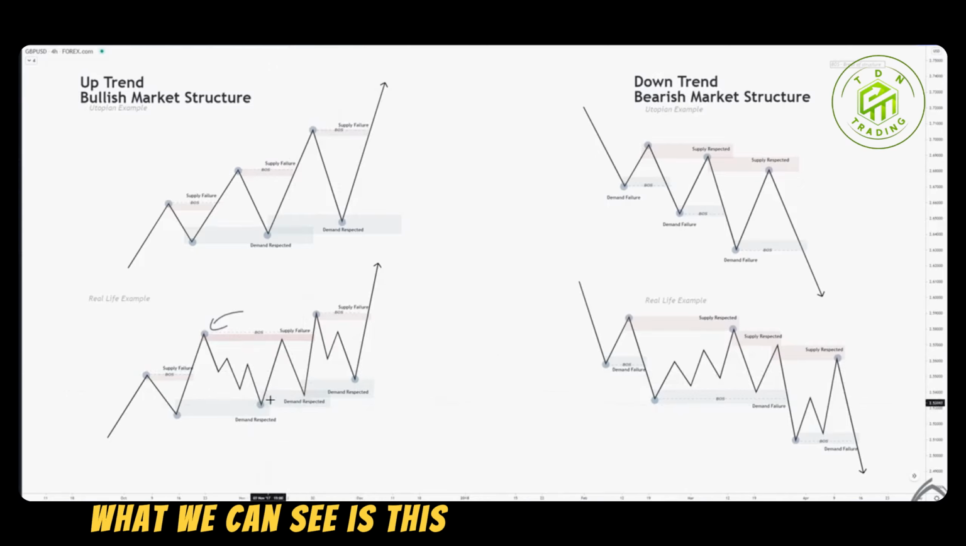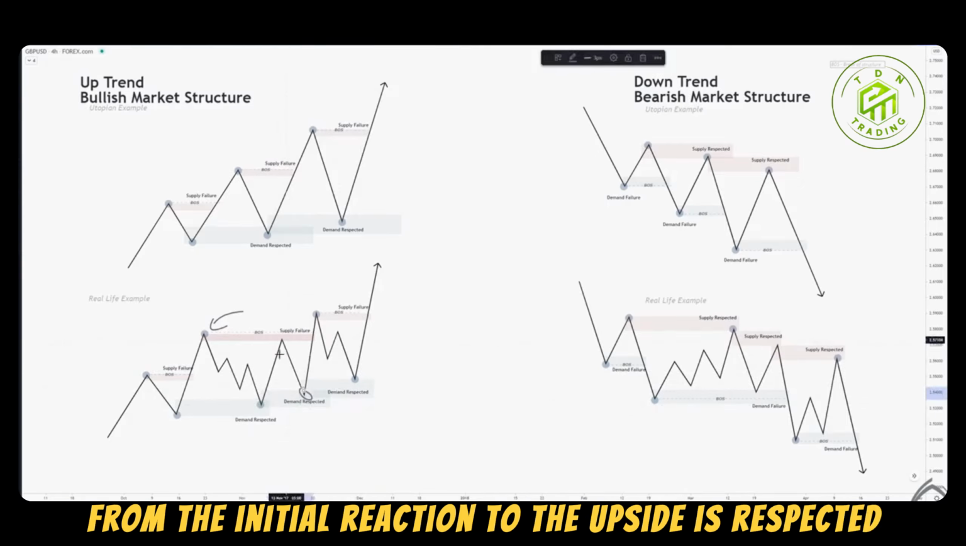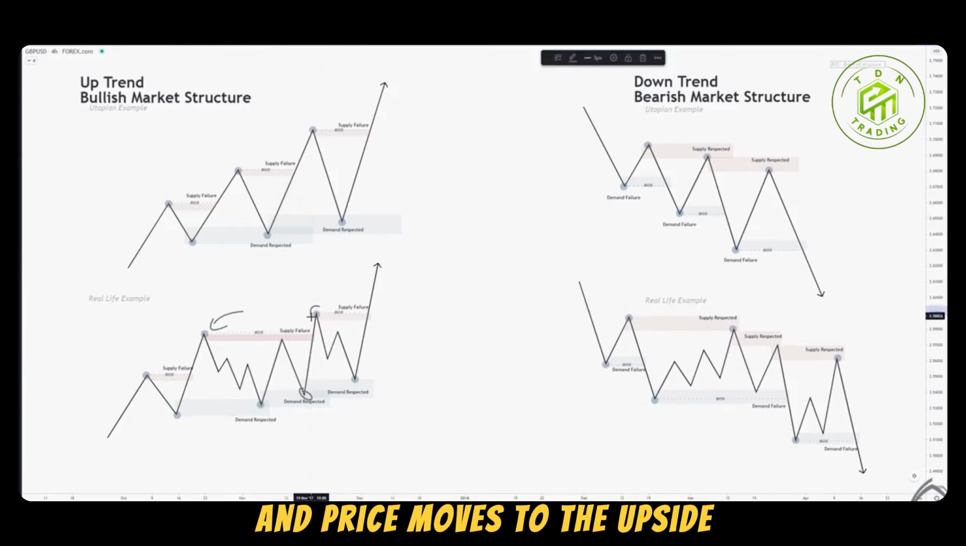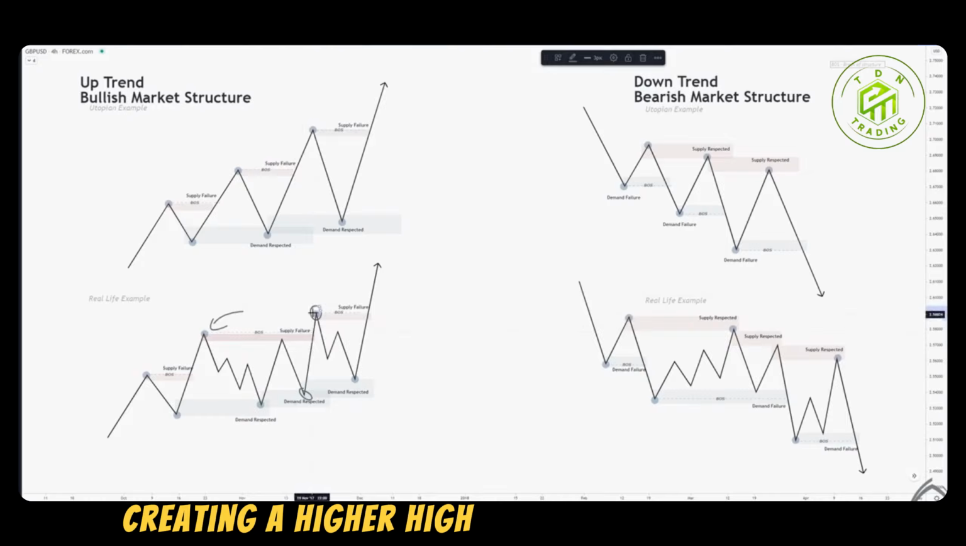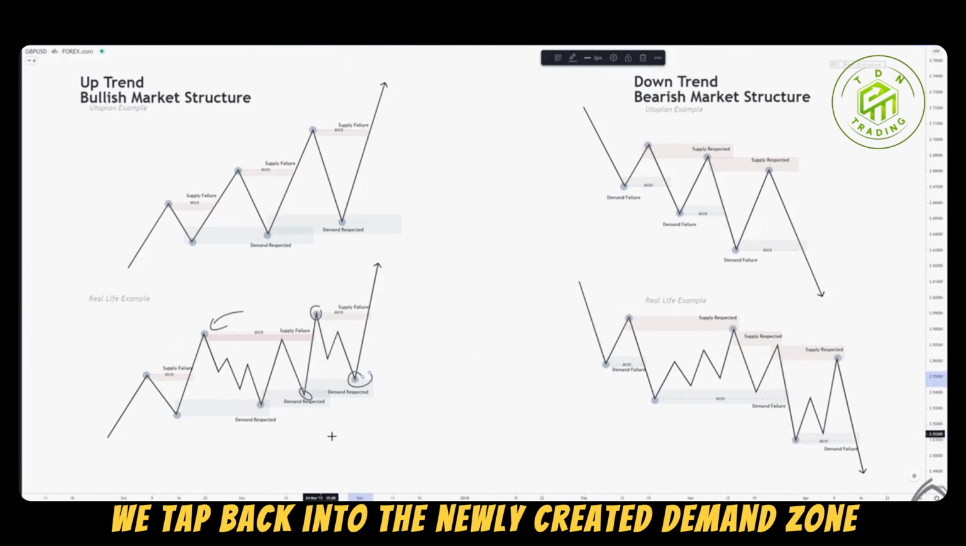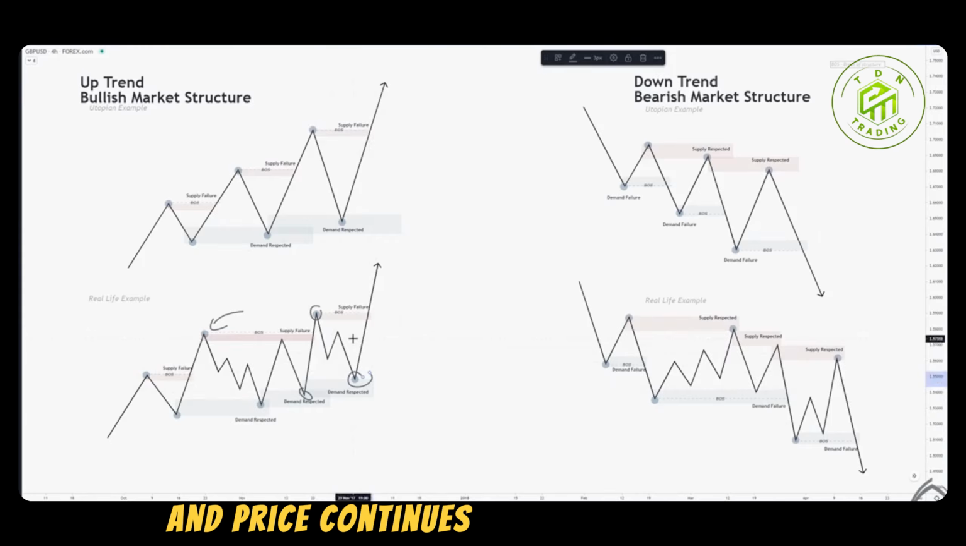And what we can see is this newly created demand zone from the initial reaction to the upside is respected, and price moves to the upside, breaking supply, making supply fail, creating a higher high. And then what we see is price creates a new supply zone as it creates a pullback or a retracement. We tap back into the newly created demand zone.